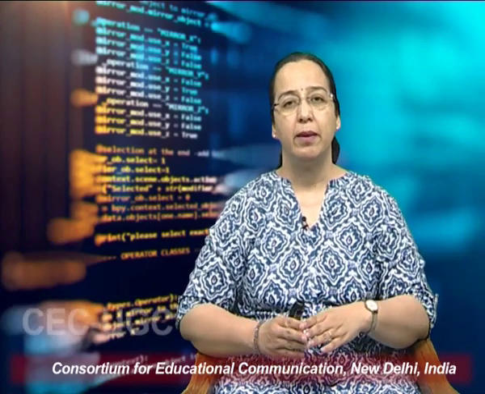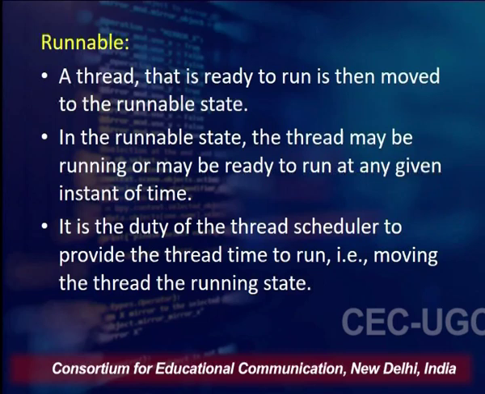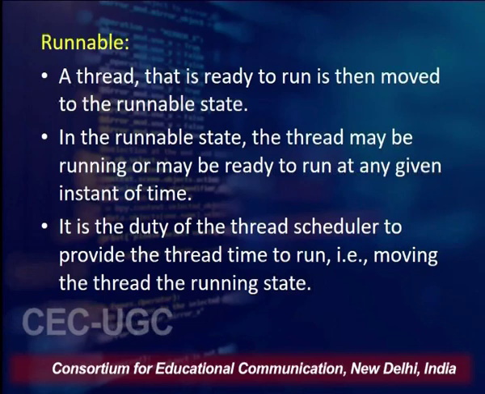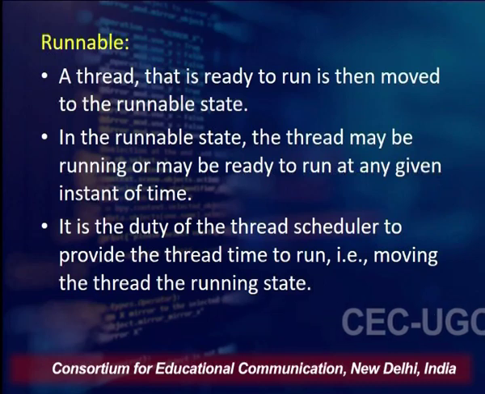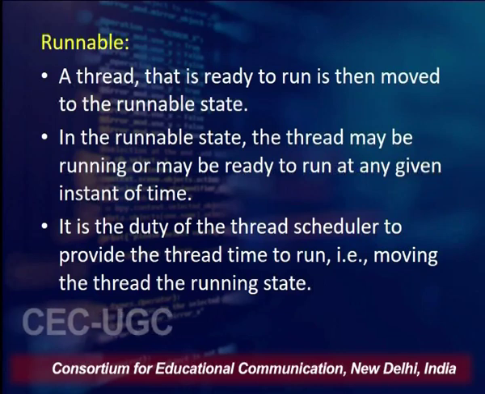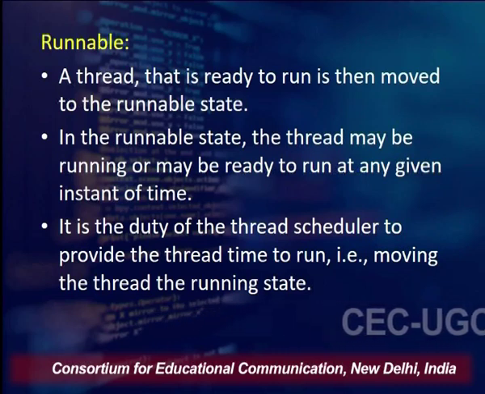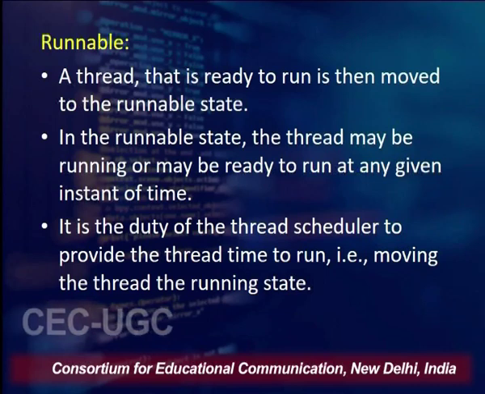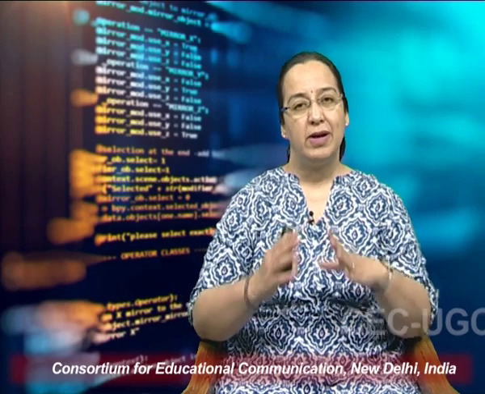So when we say runnable, runnable means a thread is ready to run and is then moved to the runnable state. So when a thread is in the runnable state, that means it is ready to run. In a runnable state, this thread, as I told you, may be ready to run at any given instant of time, or it may be running. Why am I saying this? This could create confusion for some of the viewers. Now let me explain it here.